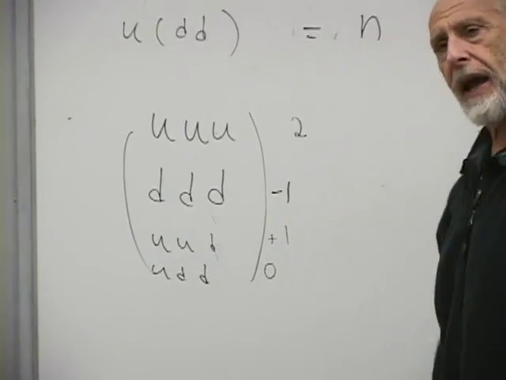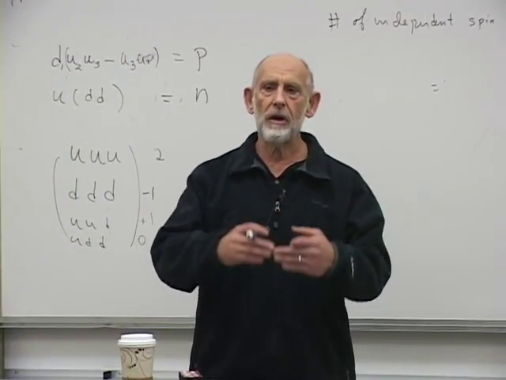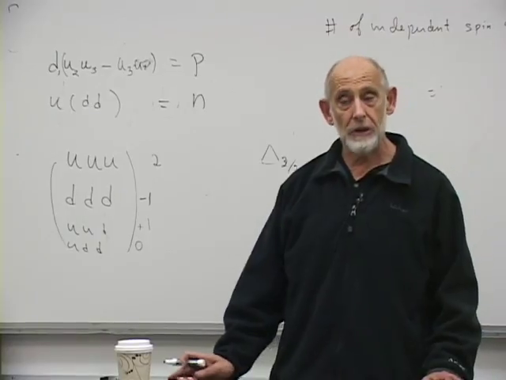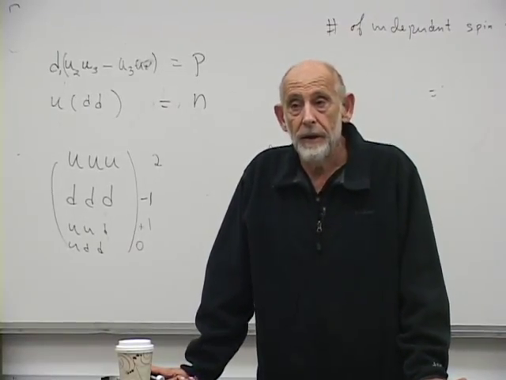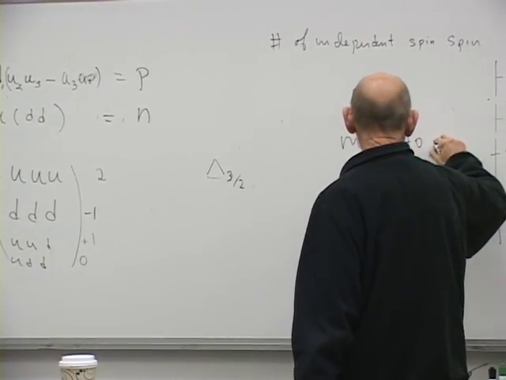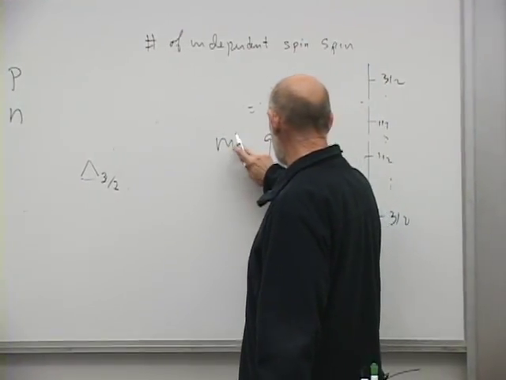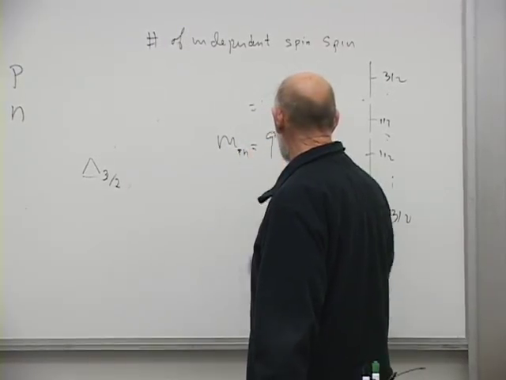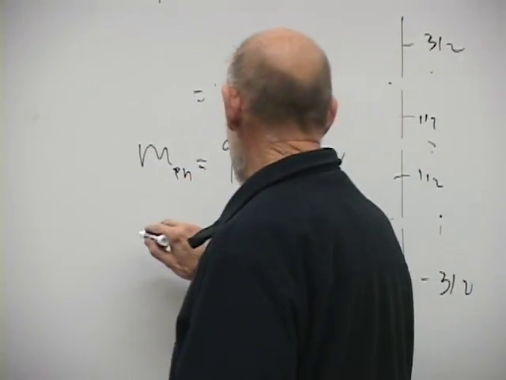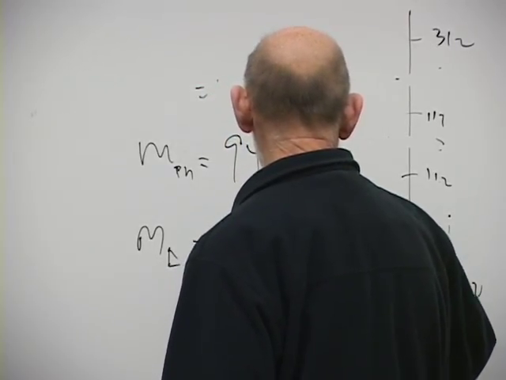All 4 of these objects have, to within a small discrepancy, the same mass. Just as the proton and neutron have the same mass, these have the same mass, but that mass is not the same as the proton and neutron. The mass of the proton and neutron is about 940 in units of MeV, millions of electron volts, with the neutron being slightly heavier, not by much. The mass of the delta is about 1200 MeV.